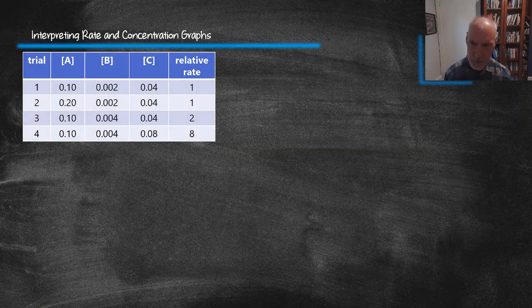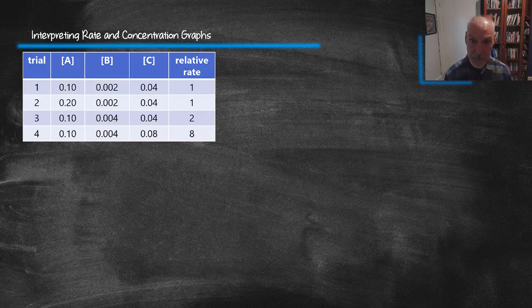We're familiar with how to deal with rate data that's present in a table, but here we're going to look at also how that can be incorporated in different graphs. So let's begin by studying this reaction. A plus B plus C equals some product.